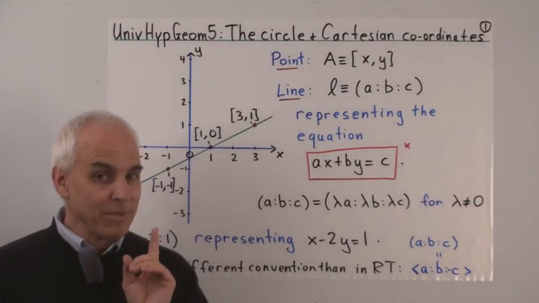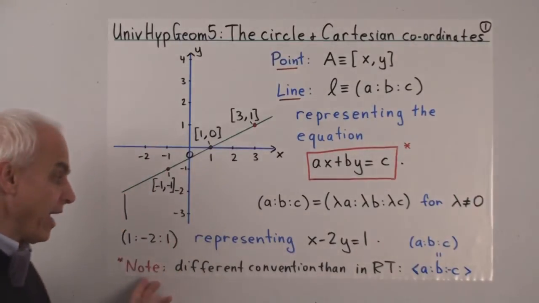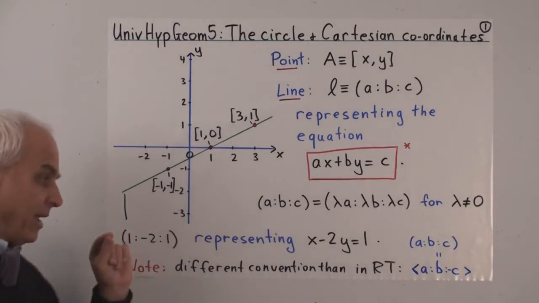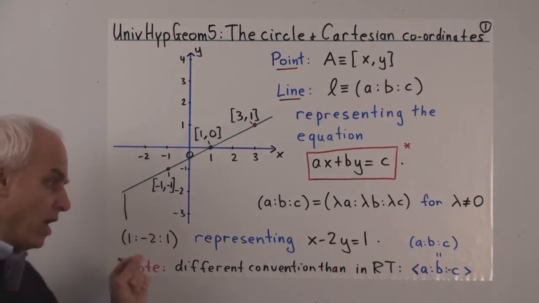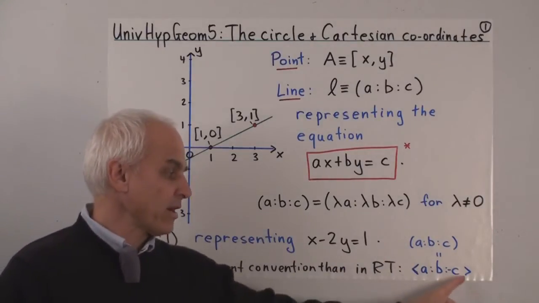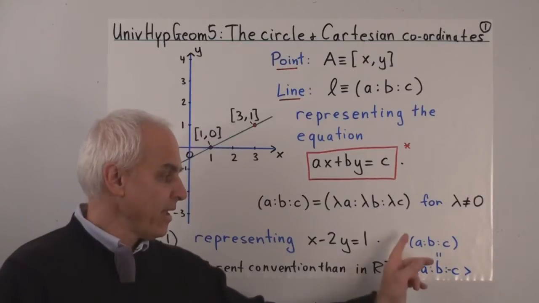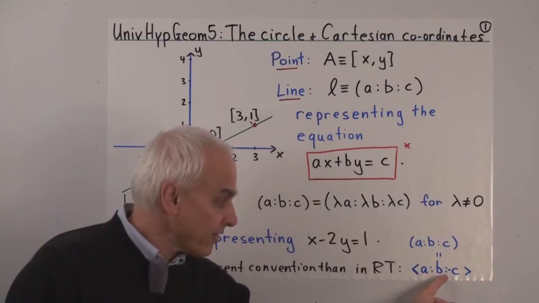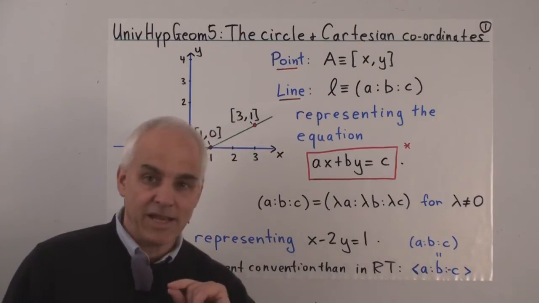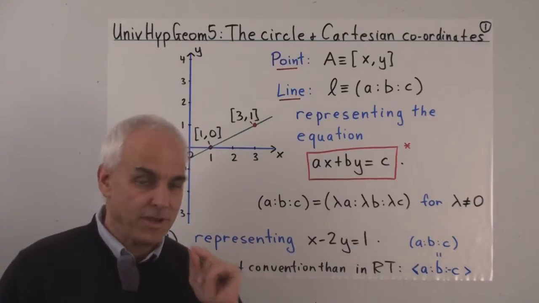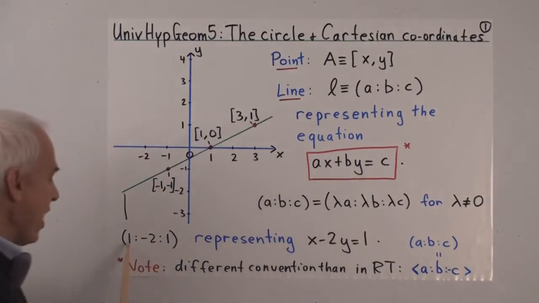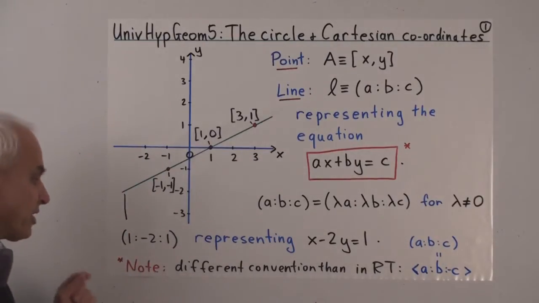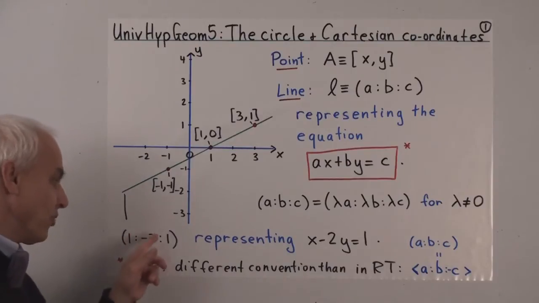Now I must warn you about a little bit of a difference in the convention here and in my book or in my WildTrig series. In the book, in the WildTrig series, I use pointed brackets for lines, not round brackets. And the only difference is that the pointed brackets version is the same as this one except for a minus sign in the third number. So what we're calling round brackets (1 : -2 : 1) would in my book be written as pointed brackets <1 : -2 : -1>.